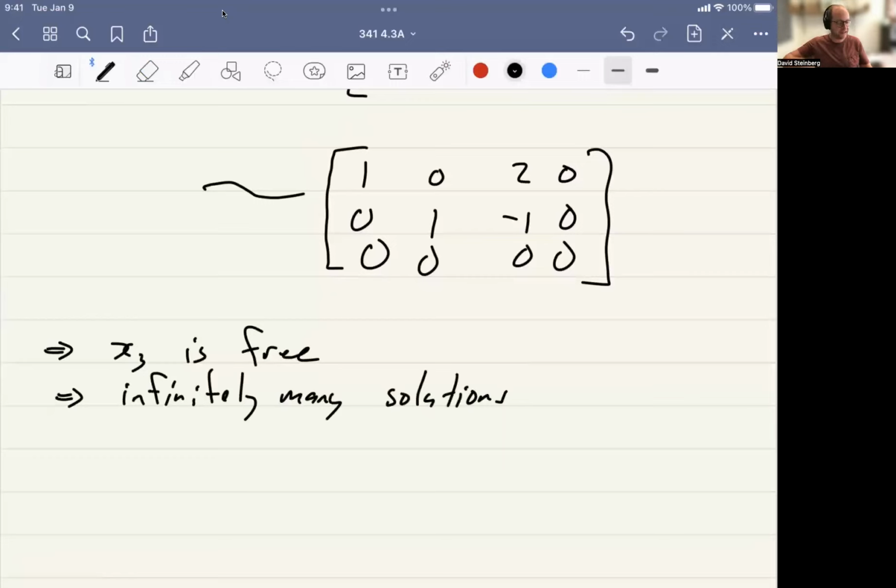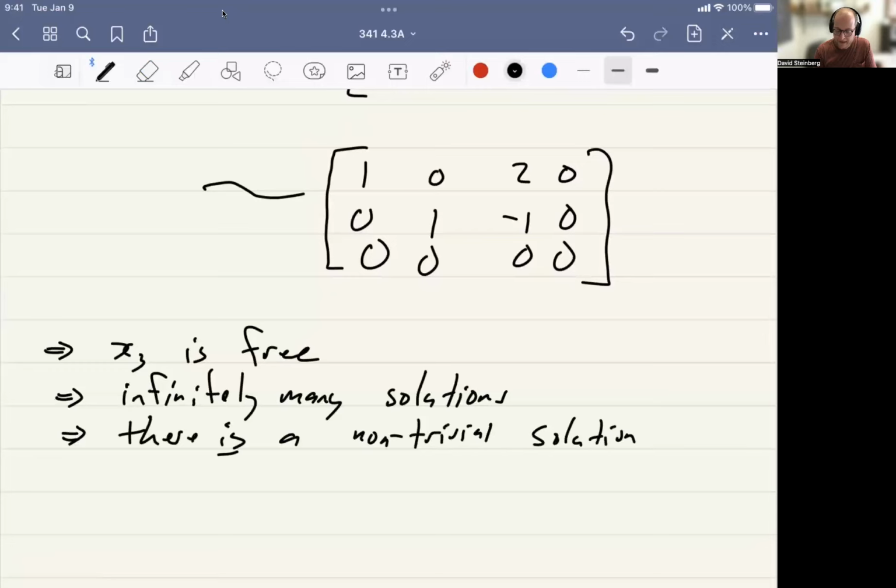And if we have more than just the trivial solution, then we have a non-trivial solution. Or the other option would be if you have 1, 1, 1 and all zeros here, and that would say, okay, there's exactly one solution. It's a solution where x1, x2, and x3 are all 0. That's a trivial solution. This is saying no. For every value of x3, we can produce a solution for this equation.